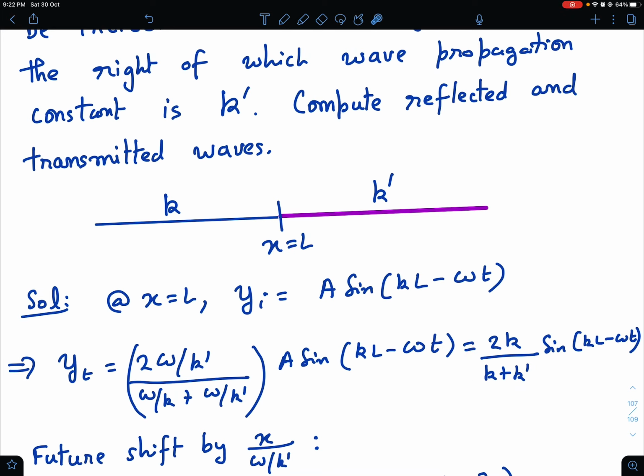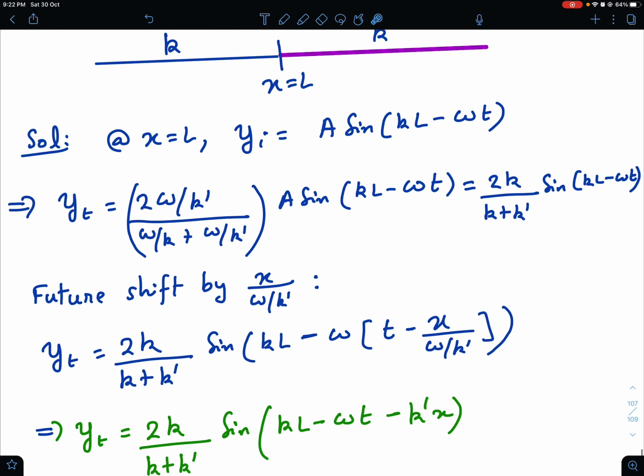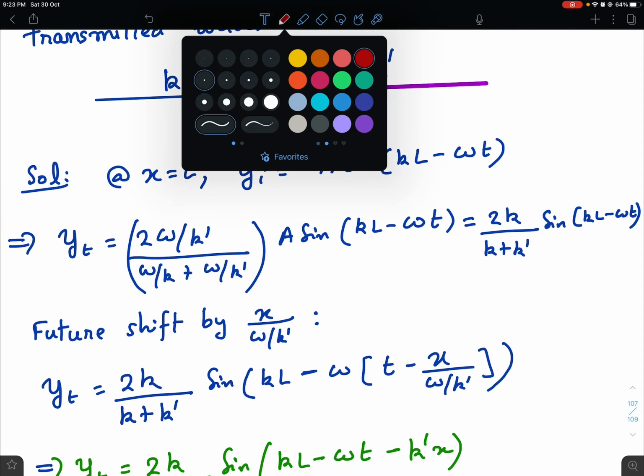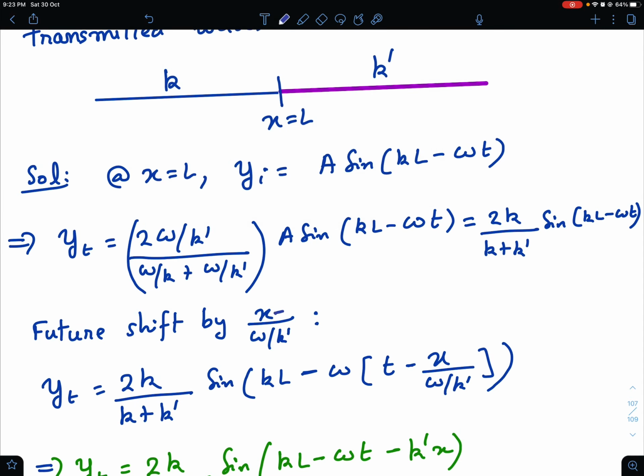Now what's the next step? Next step is to future shift. So when will the transmitted wave reach a general point x? See, this is x equal to L and this is x equal to L. So this distance is x minus L. So we need to shift it by, I've messed it up a little bit. So the future shift should have been, let me correct things for you here. It should not be x upon omega by k prime, it should be x minus L.